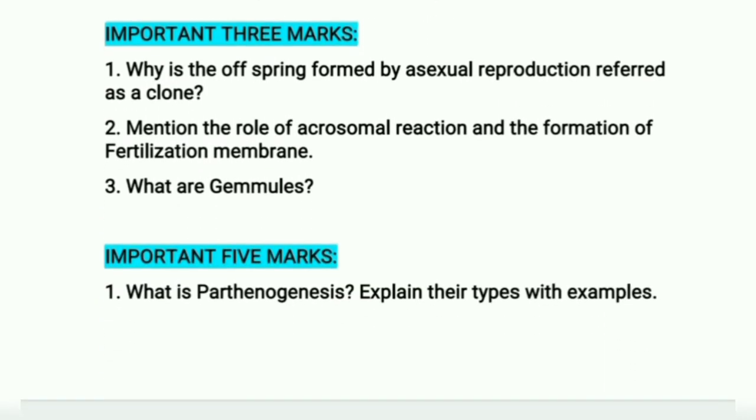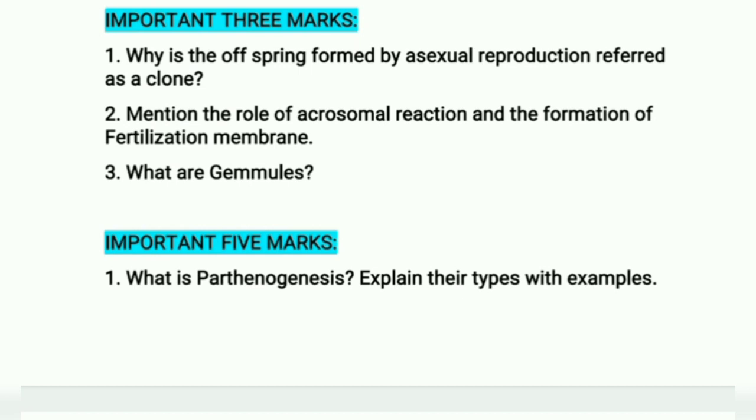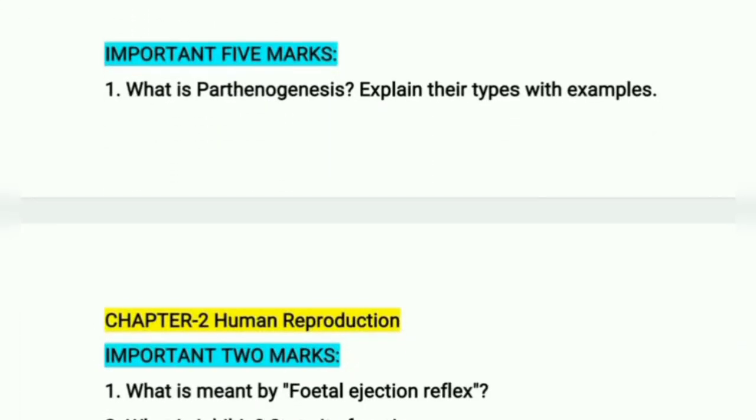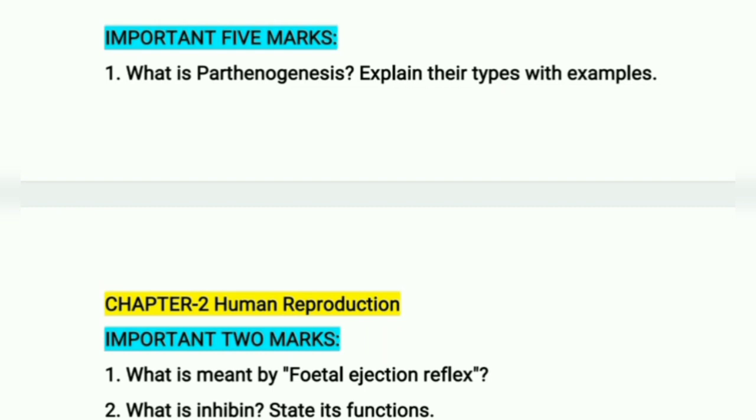Important 3 marks. Why is the offspring formed by asexual reproduction referred to as a clone? Mention the role of acrosomal reaction and the formation of fertilization membrane. What are gemmules? Important 5 marks. What is parthenogenesis? Explain their types with examples.